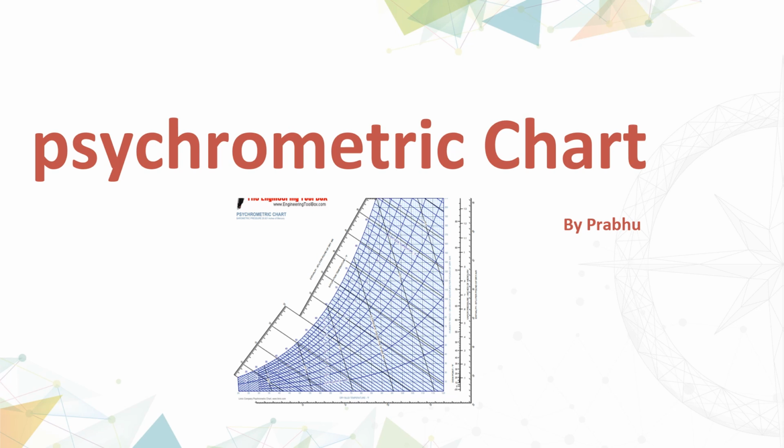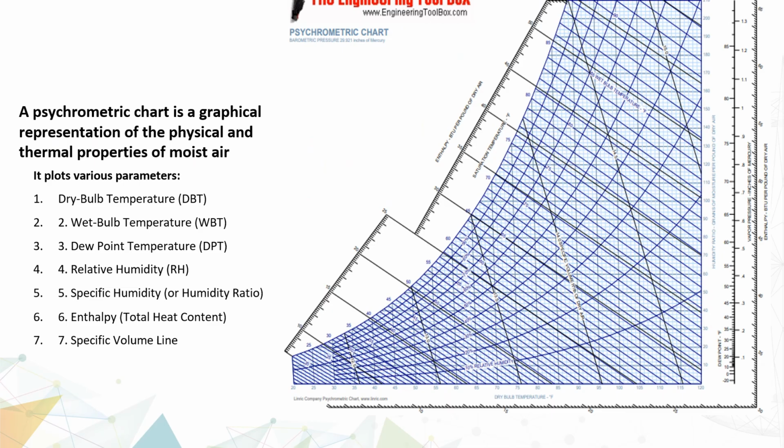A psychrometric chart is a graphical representation of the physical and thermal properties of moist air. It plots various parameters such as dry bulb temperature, wet bulb temperature, dew point, relative humidity, specific humidity (you can also call it humidity ratio), enthalpy, that is the total heat content, and specific volume.